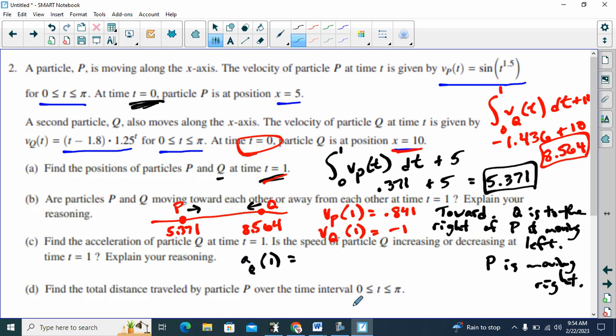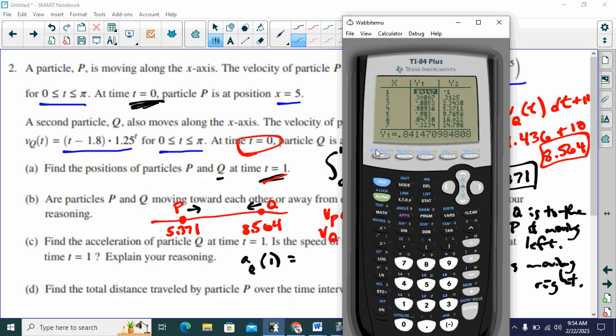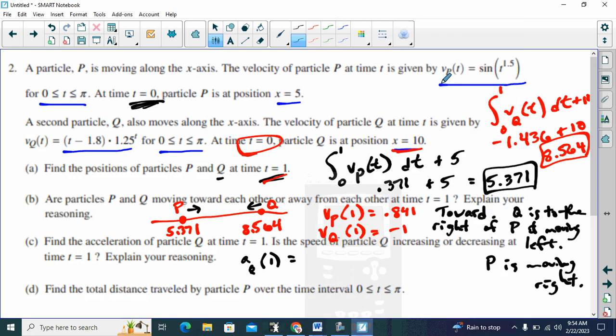Acceleration is the derivative of velocity. Point Q was my y2, so let's turn off y1. We're just working with y2. We want the derivative of this at 1. So for the derivative, we go second trace, number 6 is derivative, and it wants to know at what x value you want the derivative. We want the derivative at 1. Our acceleration is 1.027.